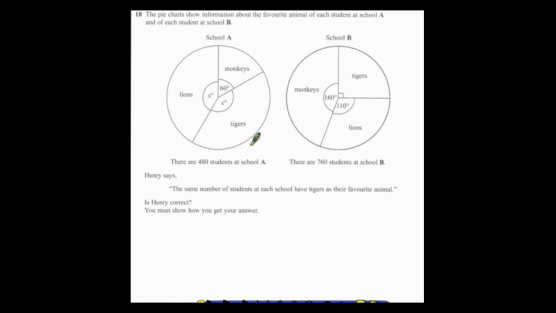Let's have a look at school A first. We have lions, tigers, monkeys.